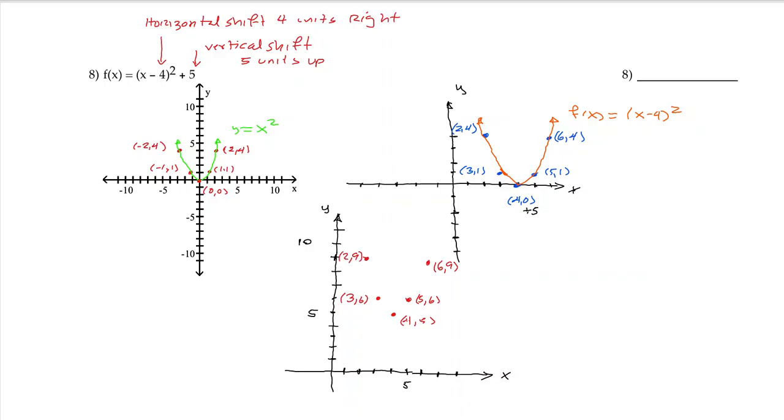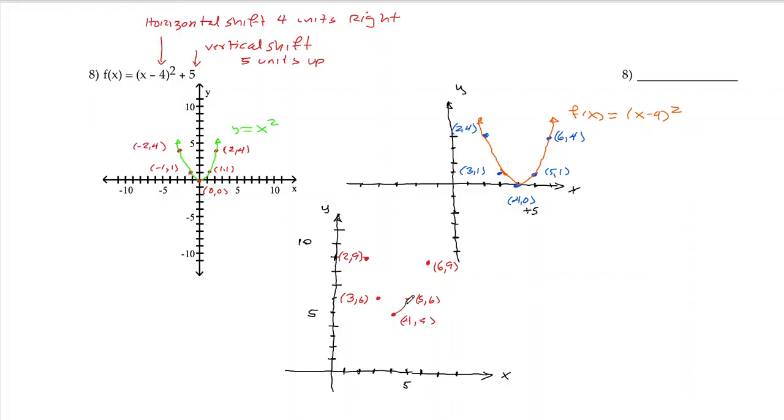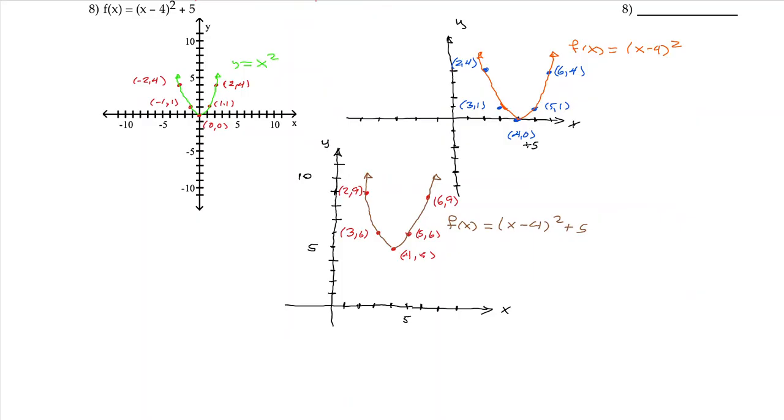And now we're ready to graph. So how is the graph going to be? It's going to be a parabola passing through these new points. So now the graph is the graph of, finally, f of x equals x minus 4 squared plus 5. This is the graph of f of x equals x minus 4 squared plus 5 with a horizontal shift 4 units to the right and a vertical shift 5 units up. So these are the exercises that I have for you.